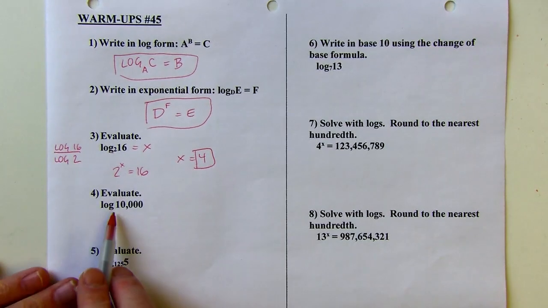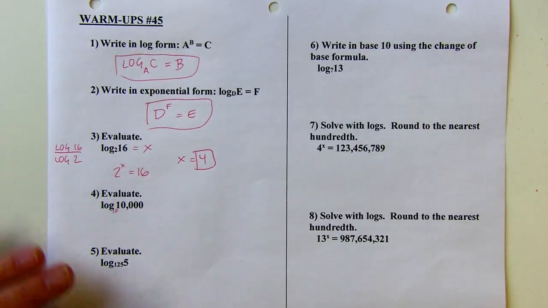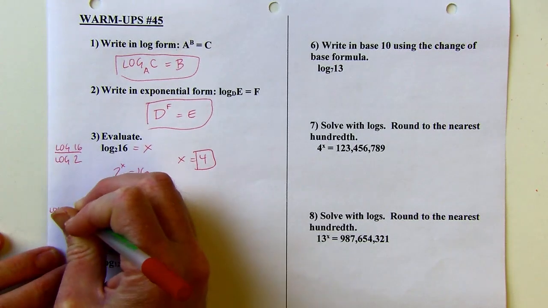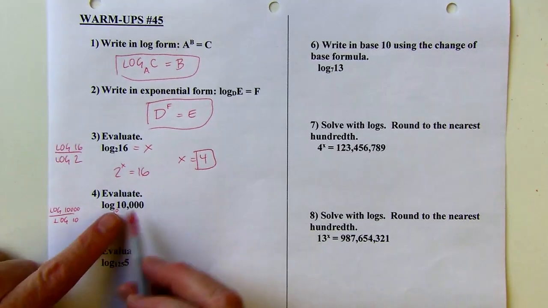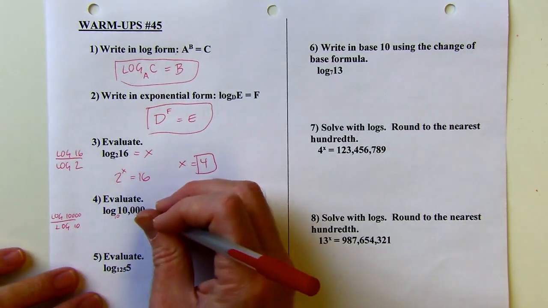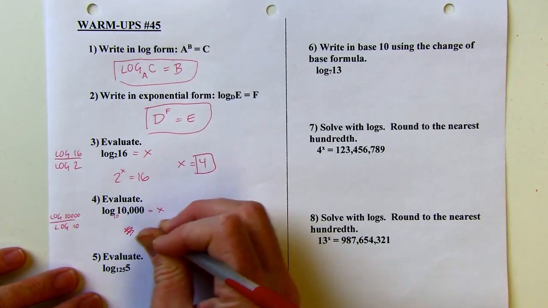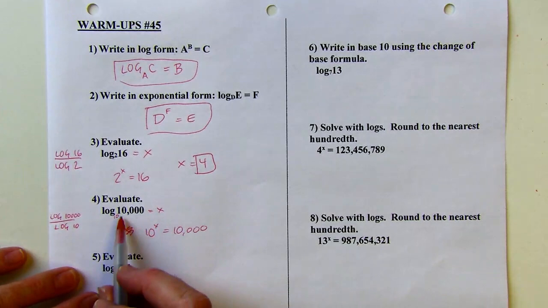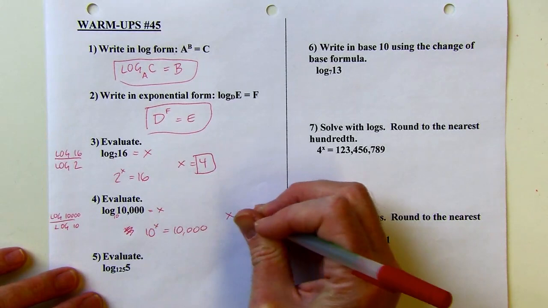Okay? When there's no base written, that means we've got base 10. So there's a little hidden 10 down there. And again, I could write this as log 10,000 in a calculator over log 10. But you actually don't need to do that because you could just type it in as log 10,000, hit enter, and it'll give you an answer. But let's just do this in our head. So 10 raised to the x equals 10,000. Well, that would just be 10 to the fourth because it has 4 zeros. So x is going to be 4 again.